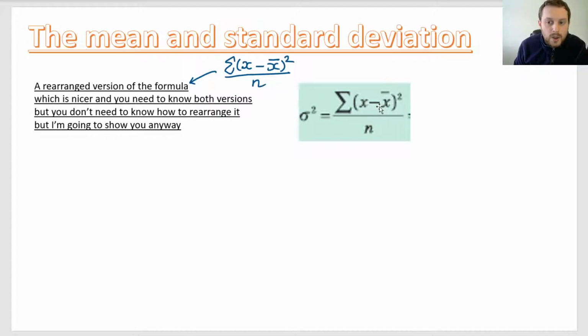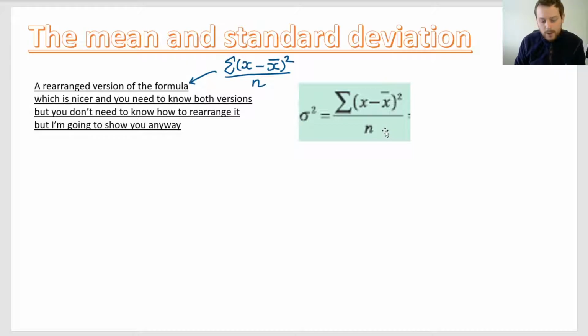Okay, we took away the mean from each of the data points. We squared each of them. We added them all up, and we divided by how many there are. So you've got to be very careful about the order here. I'm taking away the mean from each of the data points. I'm squaring. I'm adding them all up, and then I'm dividing by how many there are.